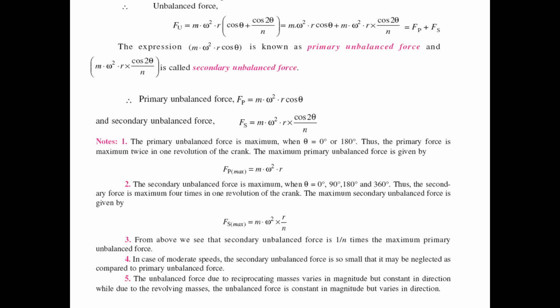That happens in case 4. And the fifth one says that the unbalanced force due to the reciprocating masses varies in magnitude but is constant in direction, while due to the revolving masses the magnitude is the same but the directions are different. That was already said earlier: Fi equals Fr. That means the inertia force also equals the required force.